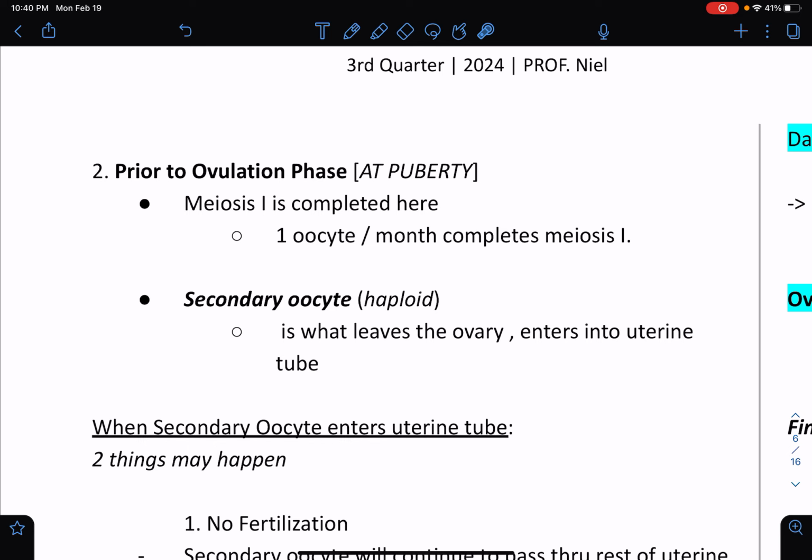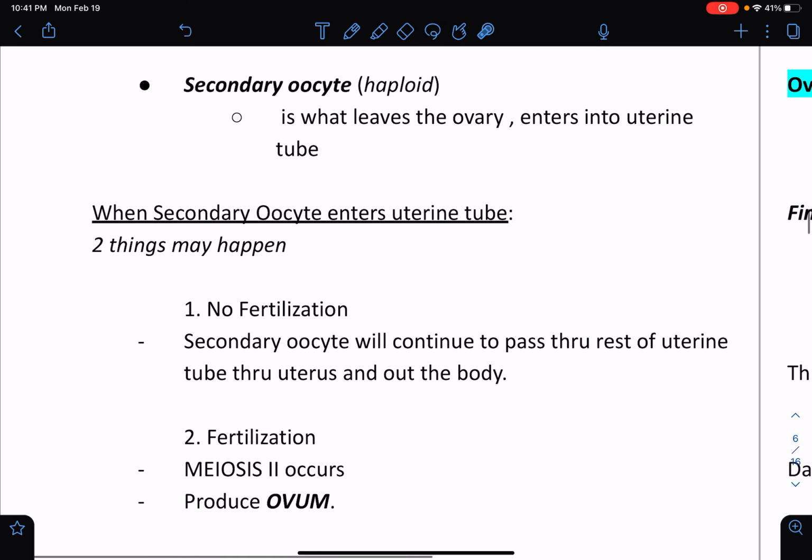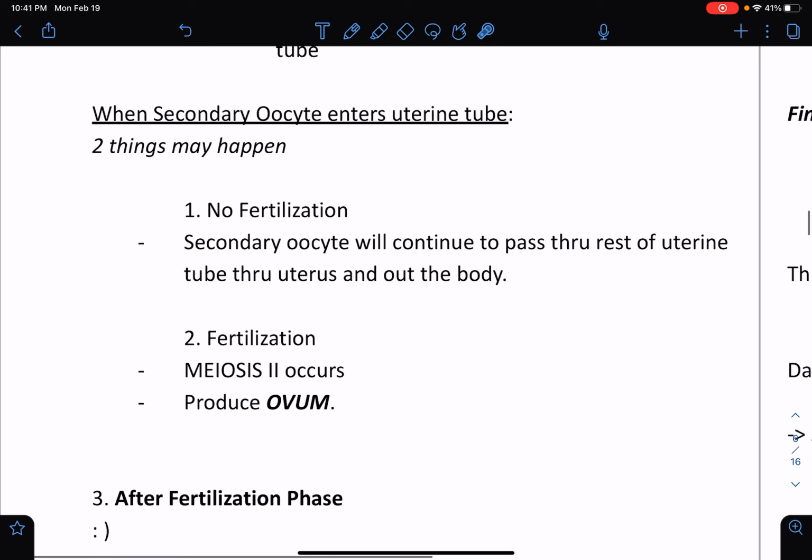So we have the prior to ovulation phase. This is at puberty. Meiosis 1 is completed here, as stated earlier, and one oocyte per month completes meiosis 1. Now, the secondary oocyte, which is haploid, is what leaves the ovary and enters into the uterine tube. Now, when the secondary oocyte enters the uterine tube, two things can possibly happen.